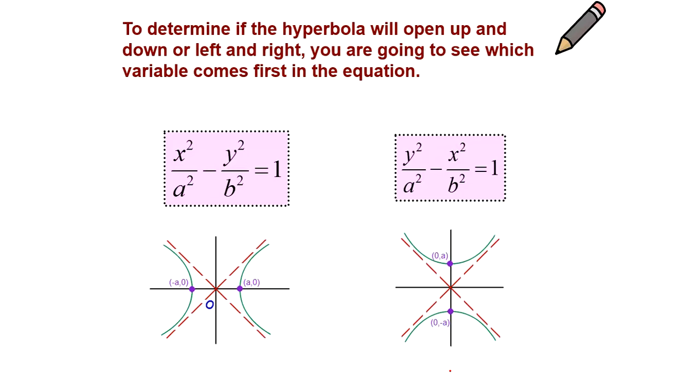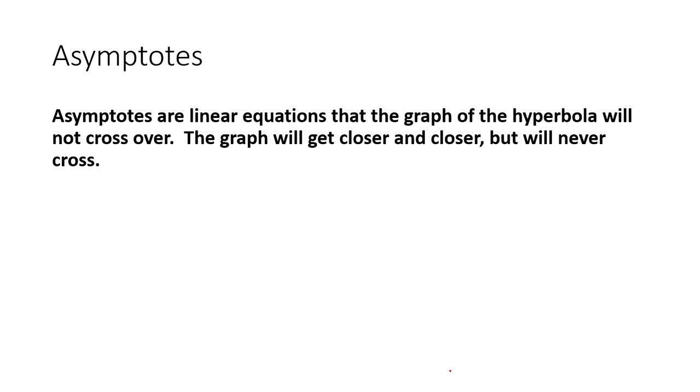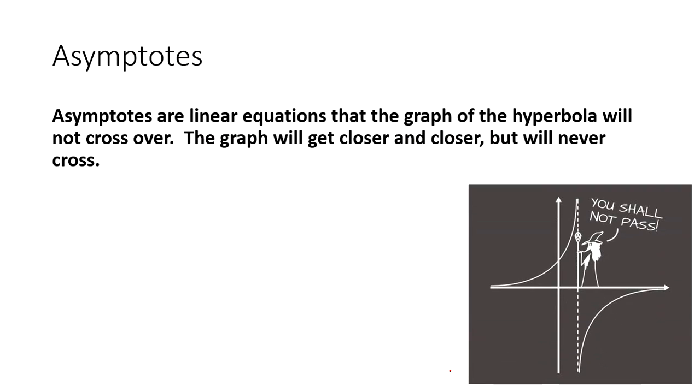Now, we're talking about asymptotes. Well, asymptotes are linear equations that the graph of the hyperbola will never cross over. Basically, the graph will get closer and closer and closer, but it's never actually going to cross over the asymptote line. Okay, so just think of it as a stopping point. The graph shall not pass that area.